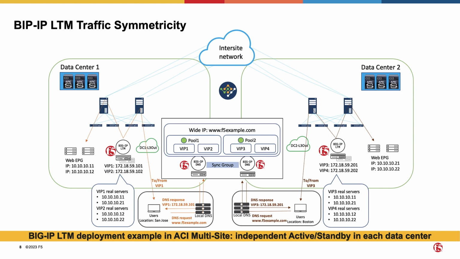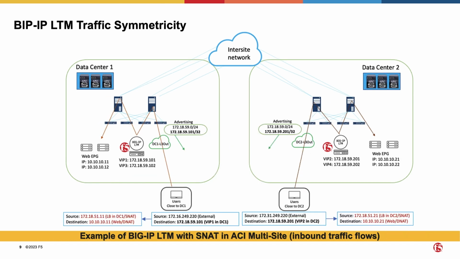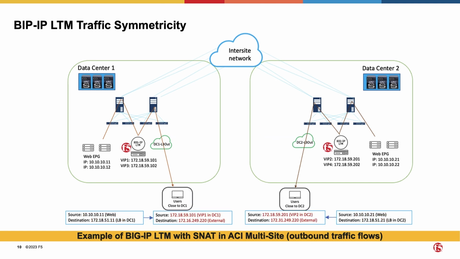Traffic symmetricity is critical for F5 Big IP LTM in Cisco ACI multi-site and multi-pod. Big IP LTM is a stateful device, and we must ensure both directions of traffic flow through the same Big IP LTM in the same data center. Otherwise, the connection will be dropped due to lack of state on the Big IP LTM. SNAT on Big IP and ACI PBR are options that we can use to steer the return traffic sourced from the real server to go back to the client through the same Big IP LTM when Big IP LTM is not in the traffic path based on routing.